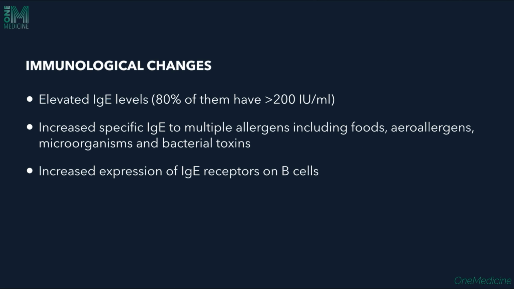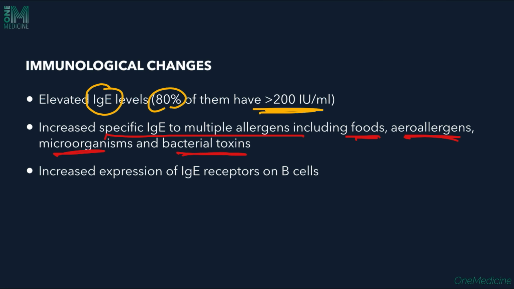Immunological changes: there is elevated IgE levels, and most of them, 80% of the patients, have their IgE levels more than 200 international units per milliliter. And also there's increased specific IgE to multiple allergens, including certain foods or aeroallergens or microorganisms or bacterial toxins. And also there's increased IgE receptors on the B cells. So there's increased IgE, also there's increased IgE receptors as well.